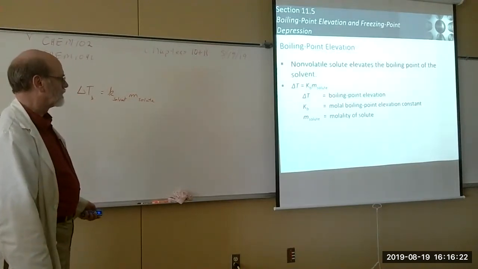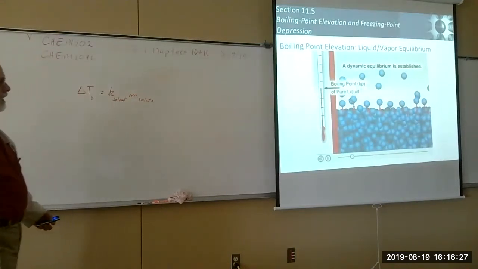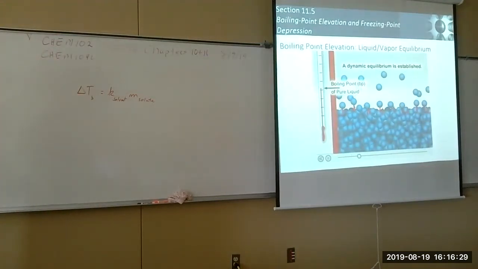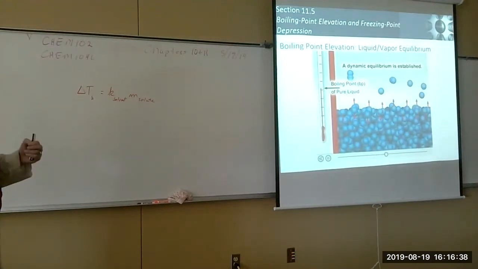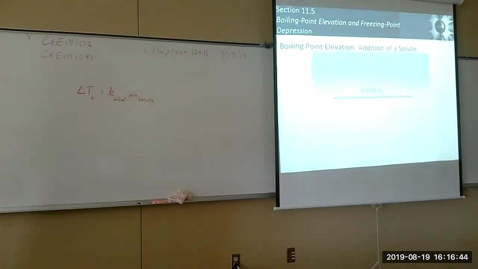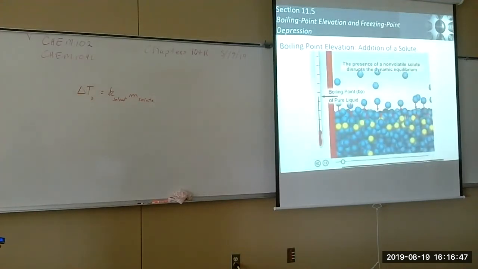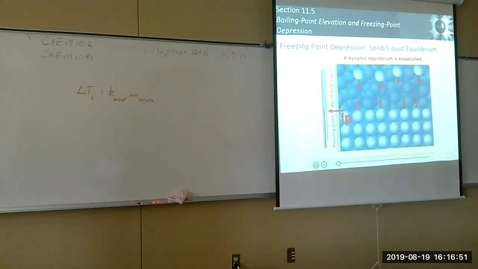At the boiling point of a pure liquid, a dynamic equilibrium is established between molecules in the liquid phase and molecules in the vapor phase. Some molecules at the surface of the liquid have enough energy to leave the surface and enter the vapor phase. Some molecules in the vapor phase collide with the surface. At equilibrium, the number of molecules leaving the surface is balanced. Here we go. That's the one I want you to see.